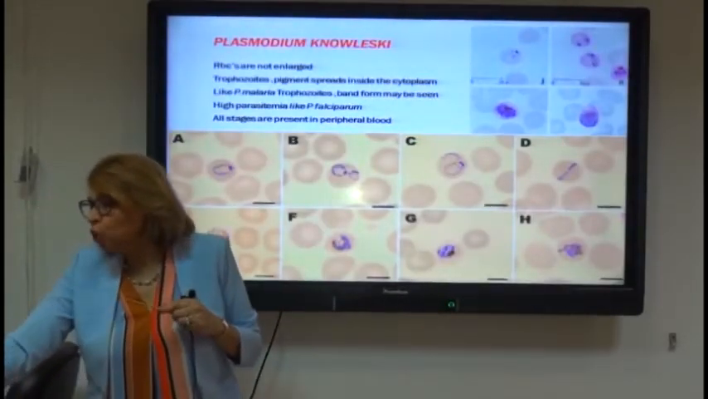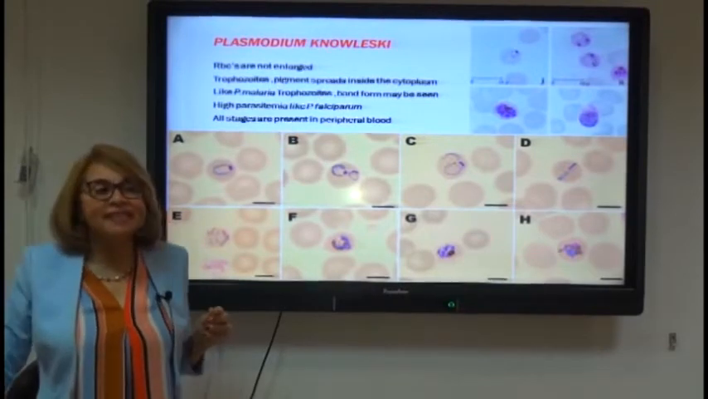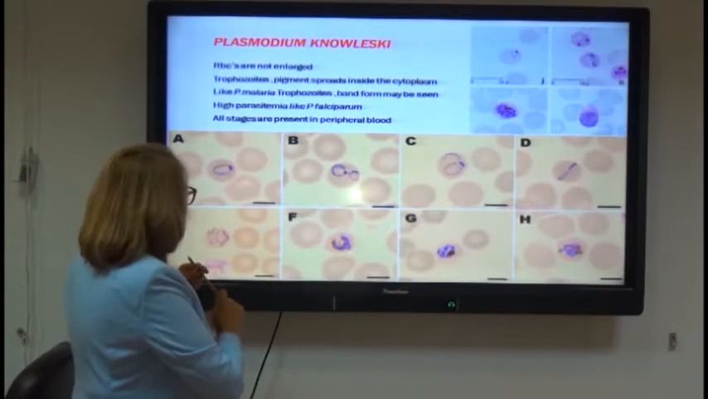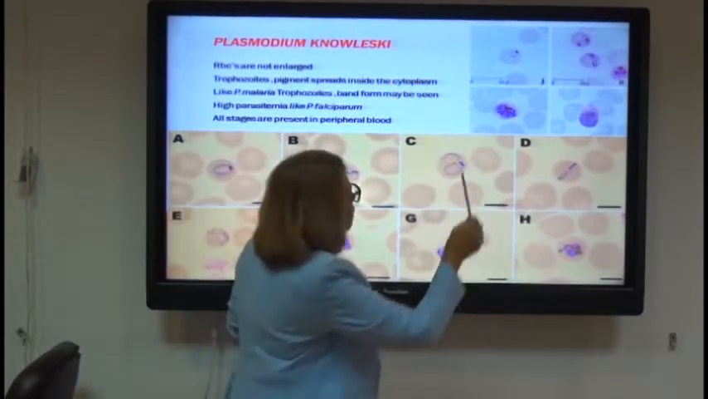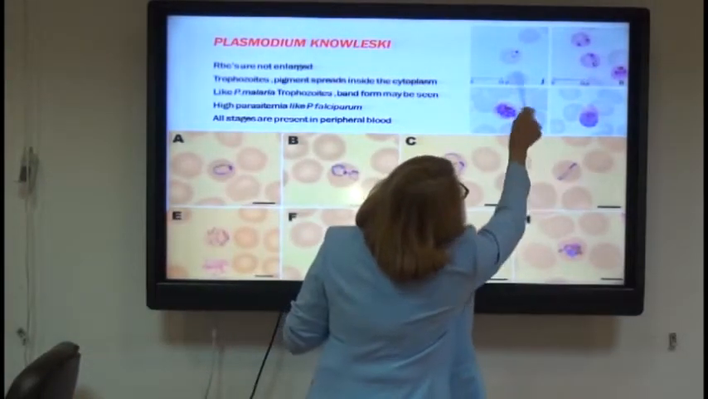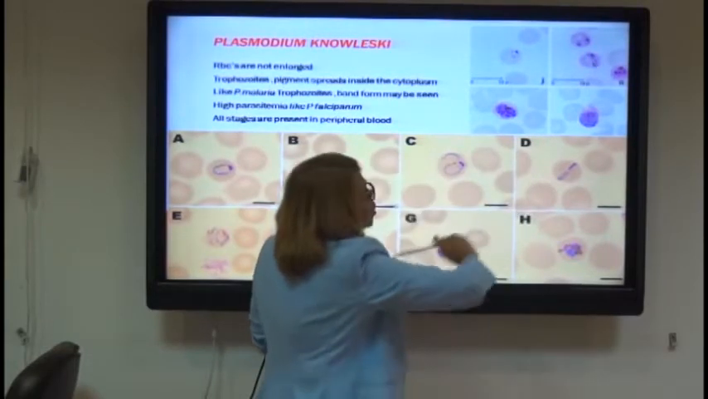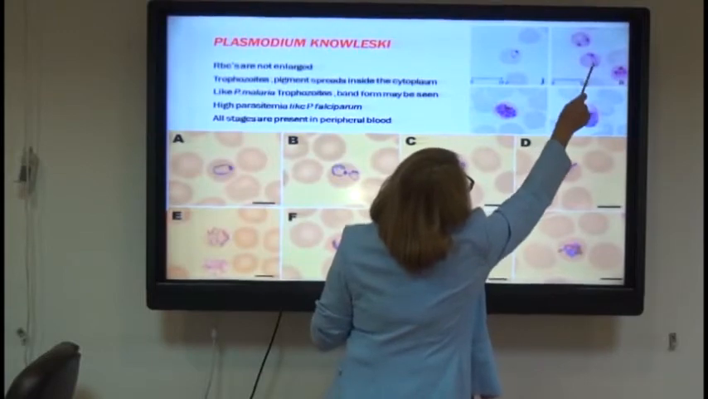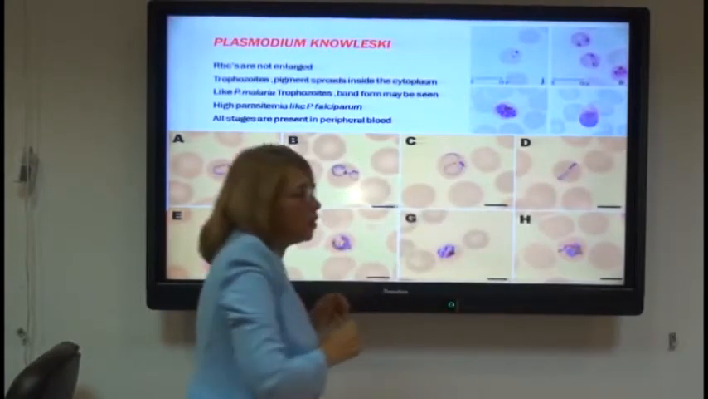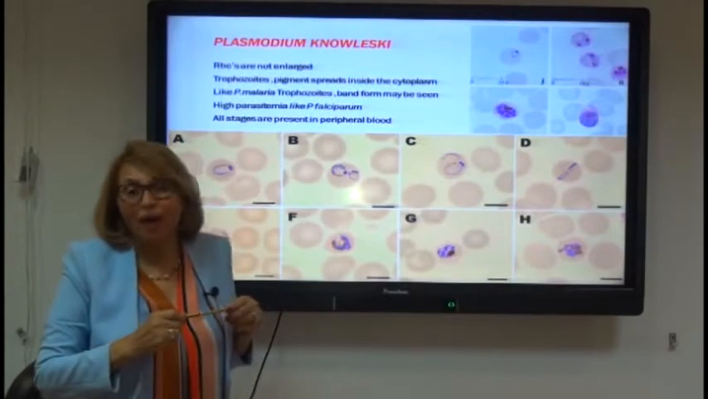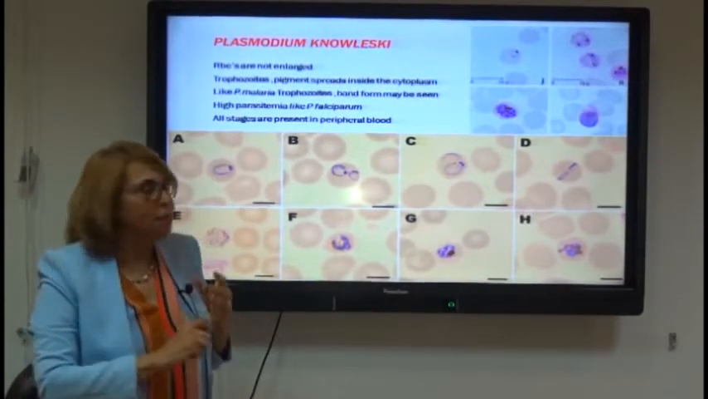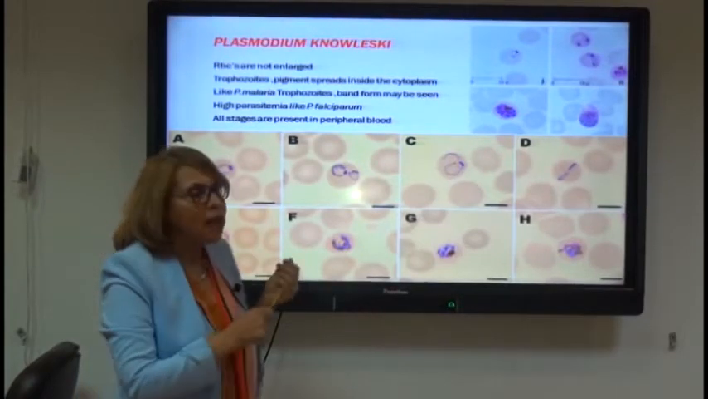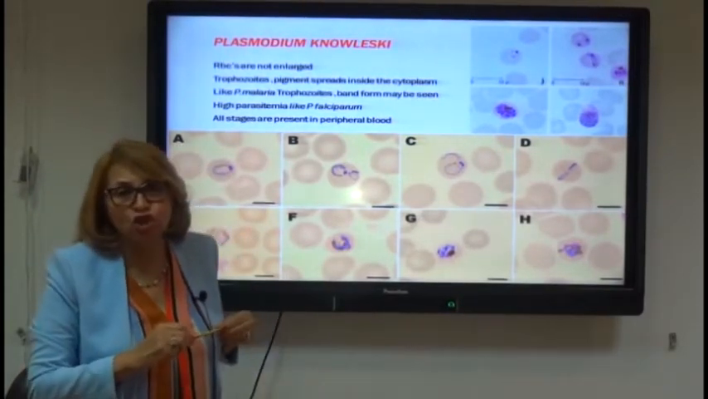In Plasmodium knowlesi, the RBCs are not enlarged and the pigments are spread. The trophozoite is sometimes band shaped, and it is similar to Plasmodium malariae. It contains a high parasitemia like Plasmodium falciparum, but it is not as serious.